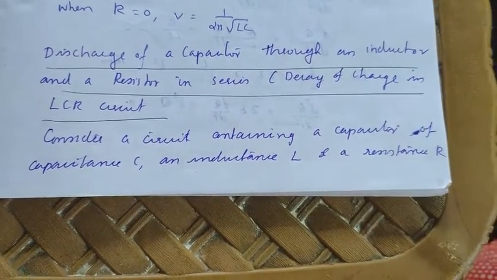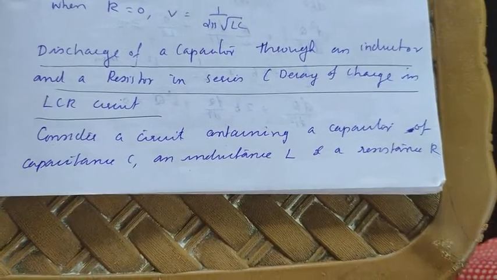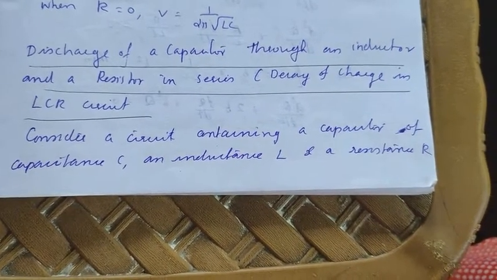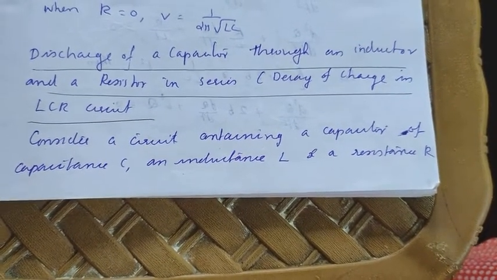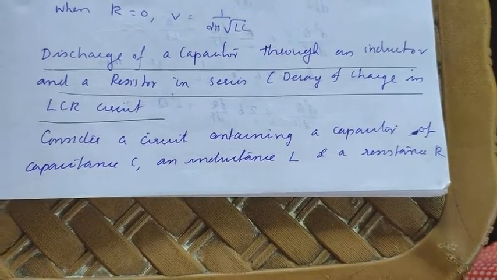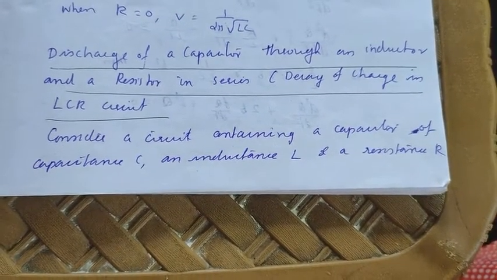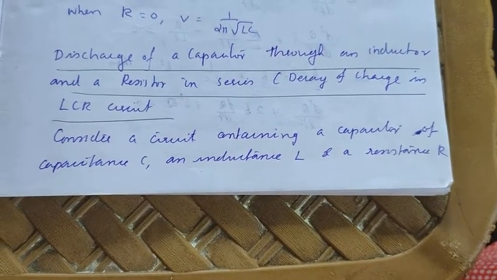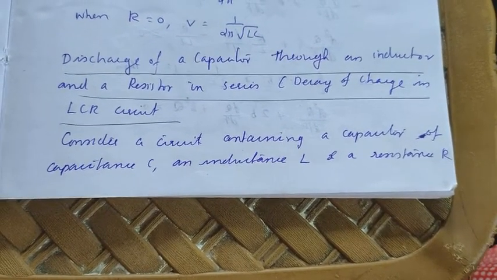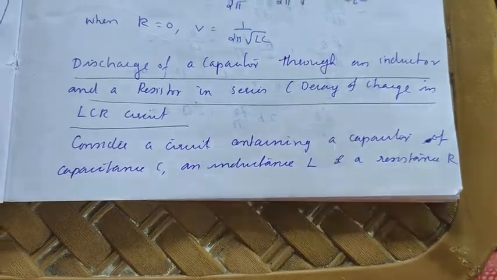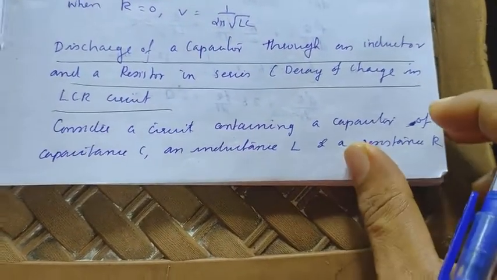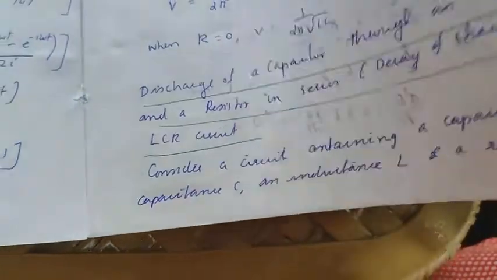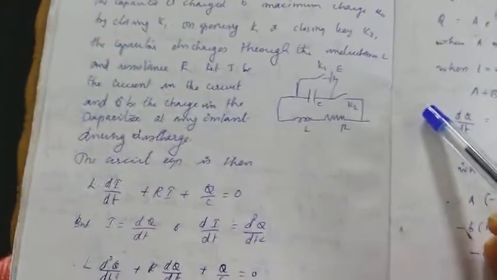Okay, we have seen the growth of charge across the capacitor in an LCR series circuit. Now we are going to discuss the discharge of a capacitor through an inductor and resistor in series, that is, discharge of charge across the capacitor in an LCR circuit. For this, we are considering the circuit as in the previous case. The circuit will be like this.